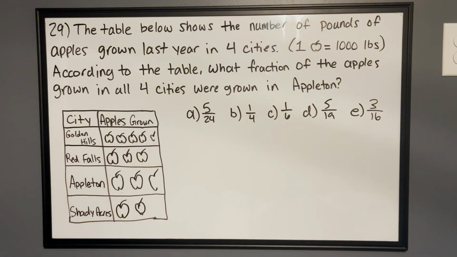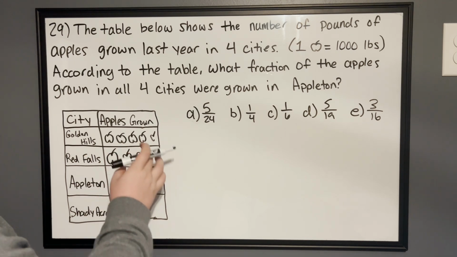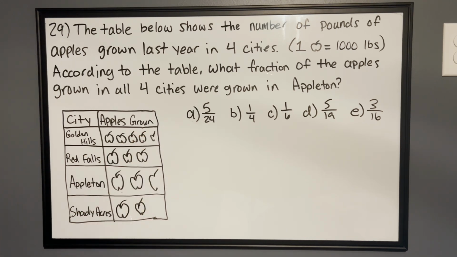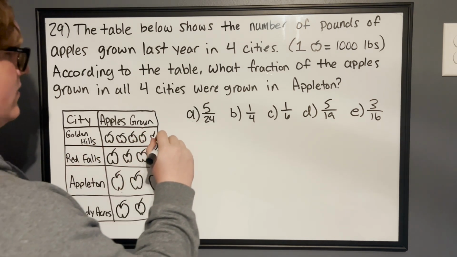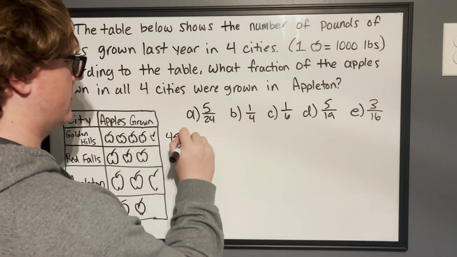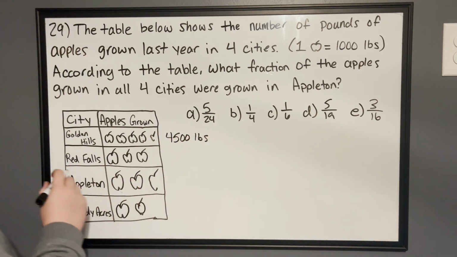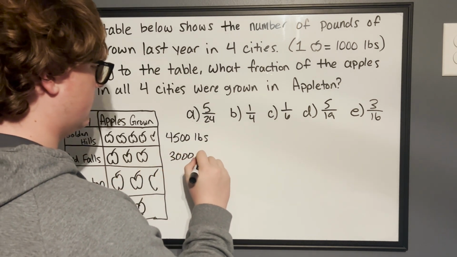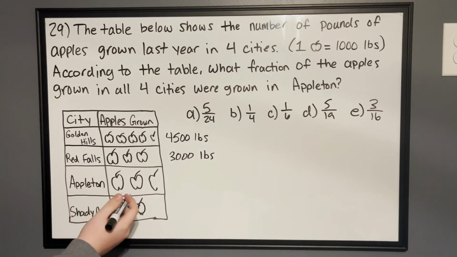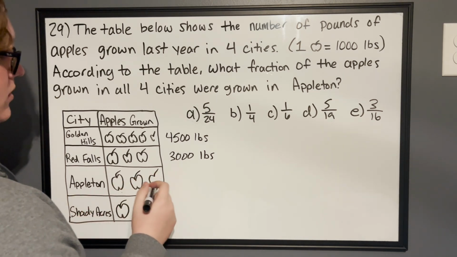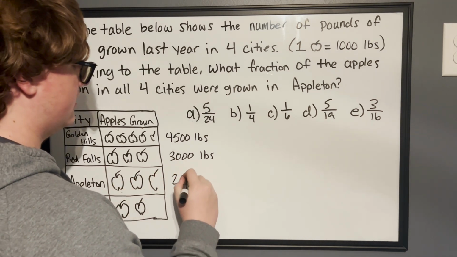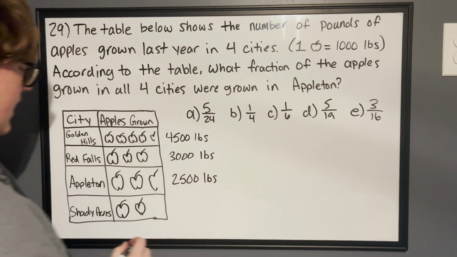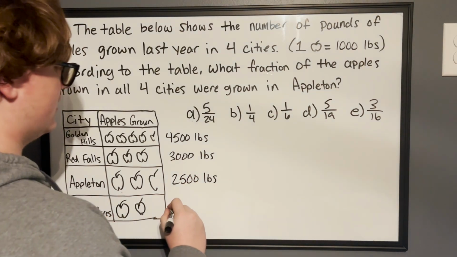So we want to go ahead and just convert these into pounds. It's going to make it easier to work with. For every one of these apples, we have 1,000 pounds, and all these are half apples right here. So we have 4,000 plus half is 4,500 pounds. In Red Falls, we just have 3,000 pounds. In Appleton, we have 2,000 plus 500, which is 2,500 pounds. And then in Shady Acres, we have 2,000 pounds.